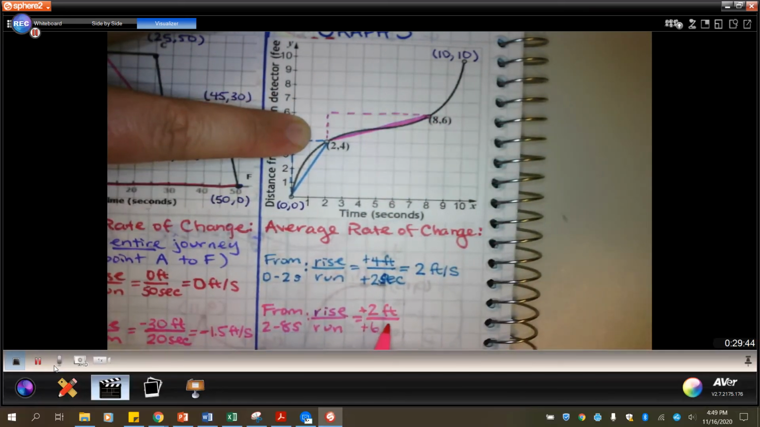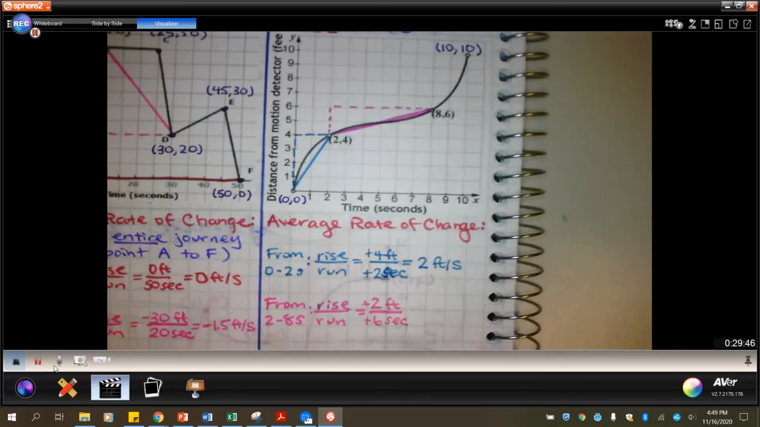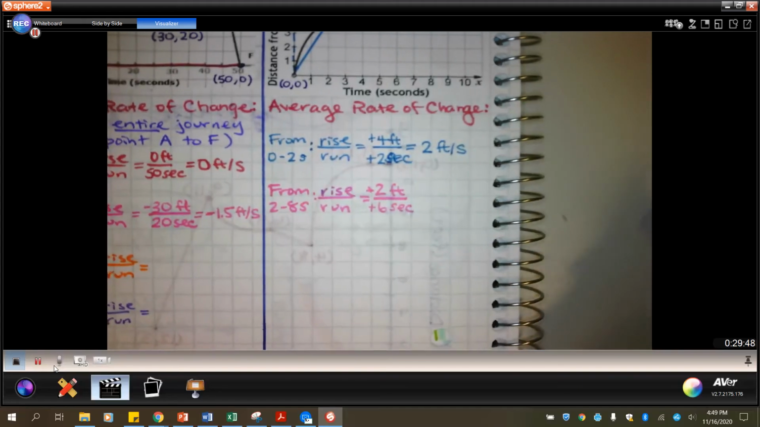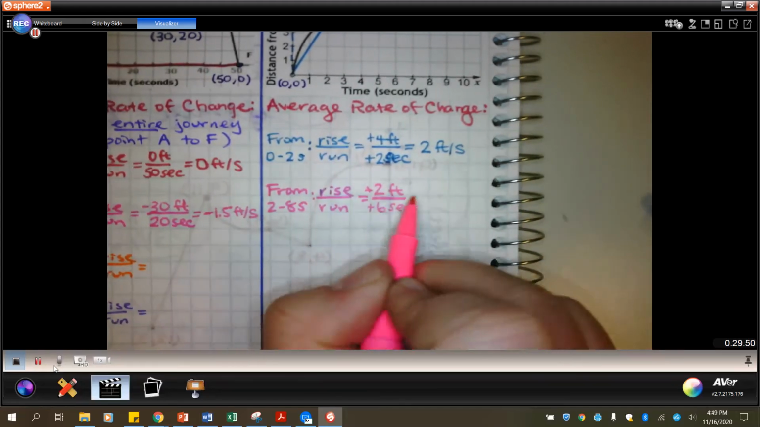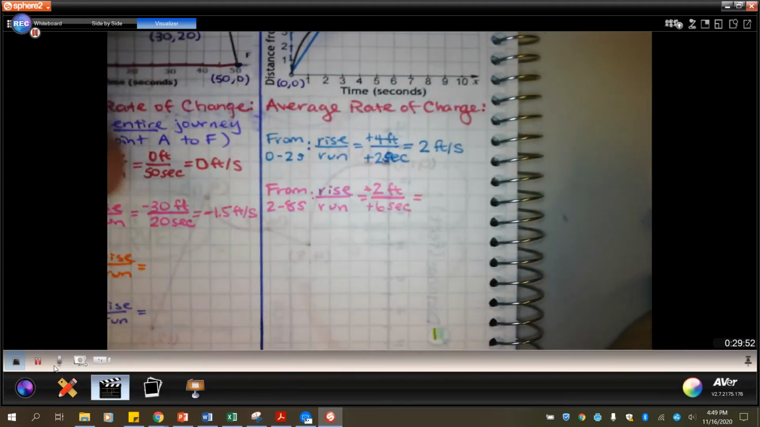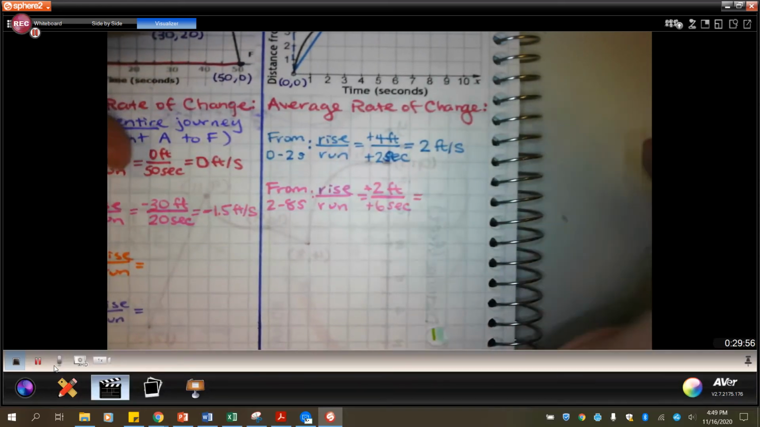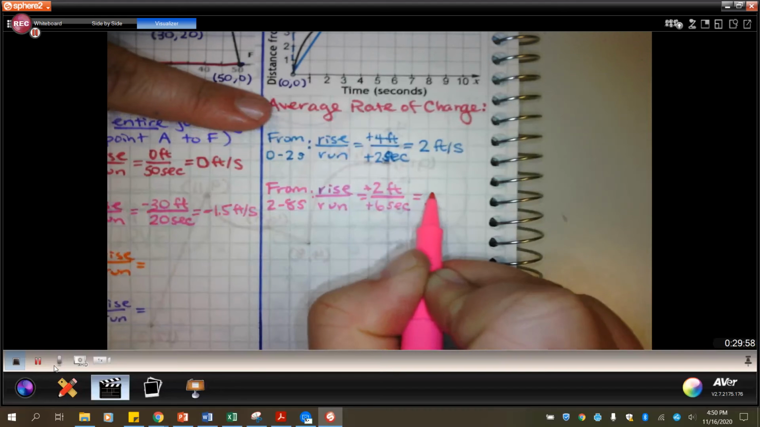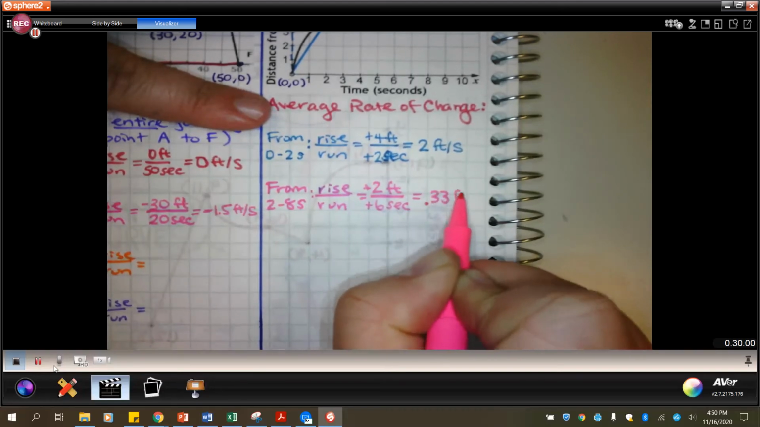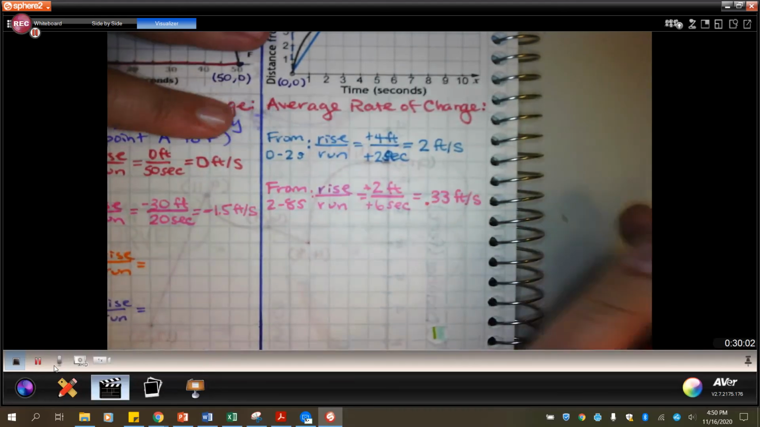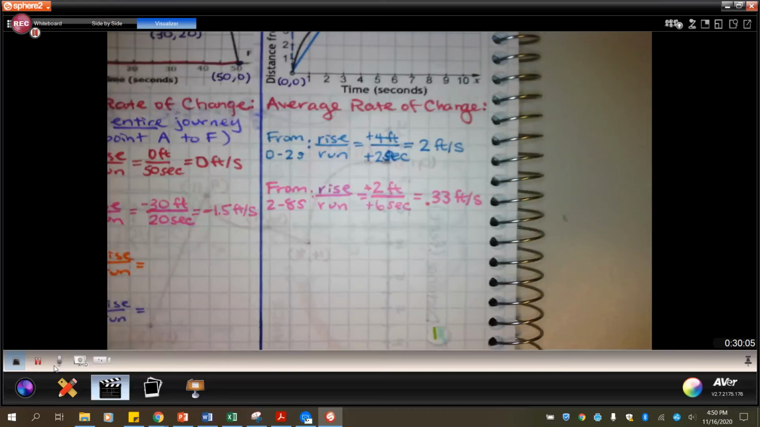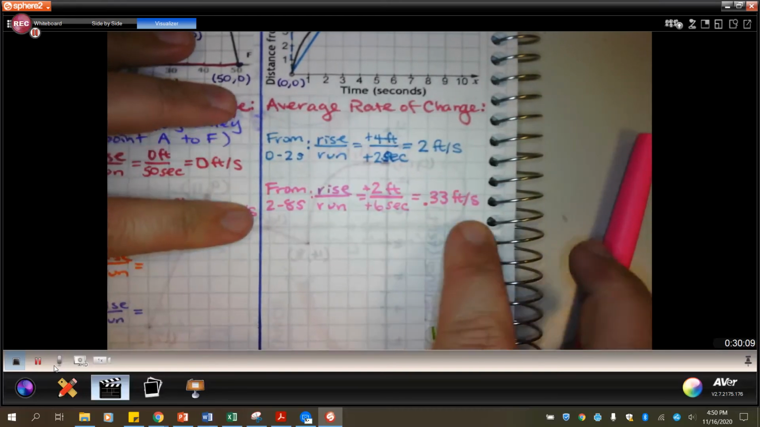So plus 6 seconds. Aha, that is actually 1/3. 2 divided by 6 is 1/3. If you have your calculator, you're going to get 0.333333. Let's just round it to 0.33. 2 decimals is fine. So 0.33 feet per second. That is what is going on there.